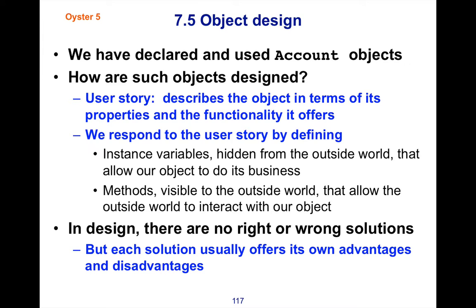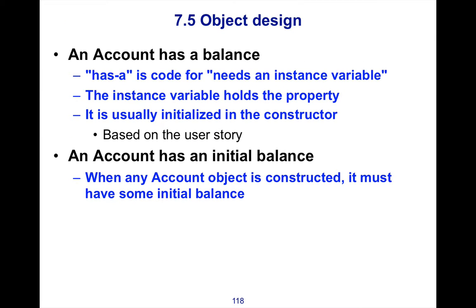The user describes the object in terms of its properties and the functionality it offers. We respond to that story by defining instance variables, which we hide by declaring them private from the outside world, and methods which we make visible to the outside world to give our object the functionality the end user wants. Now in design, there are no right or wrong choices, but every solution you come up with usually has its own advantages and disadvantages.